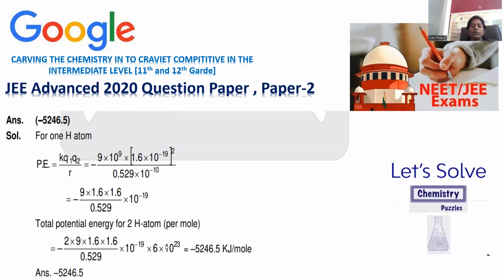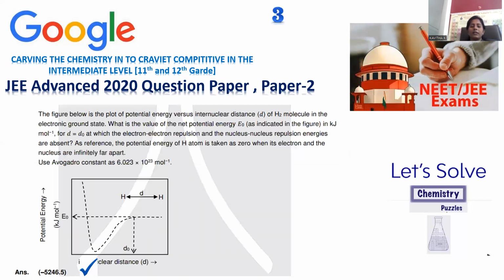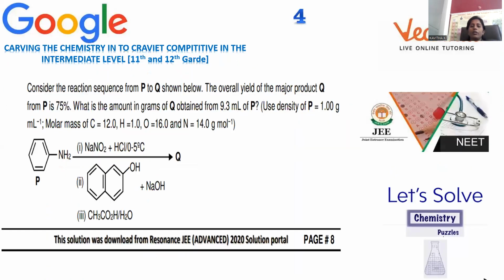So if you go for the calculation of these entire terms, the net potential energy will be negative 5246.5 kilojoules per mole. That is the value given in the problem. 5246.5 kilojoules per mole is the correct answer, right? So this is the question related with potential energy, internal energy, and the atomic structure part. It is purely atomic structure. For question number 3, the answer will be negative 5246.5 kilojoules per mole. Move on to question number 4.